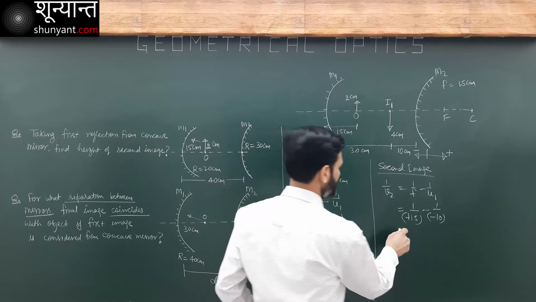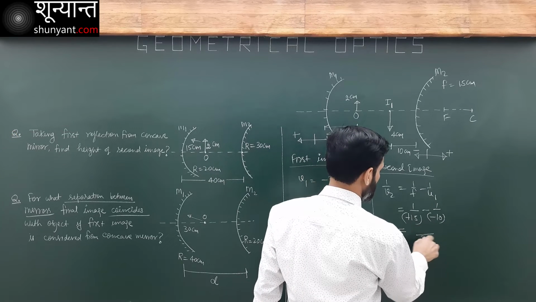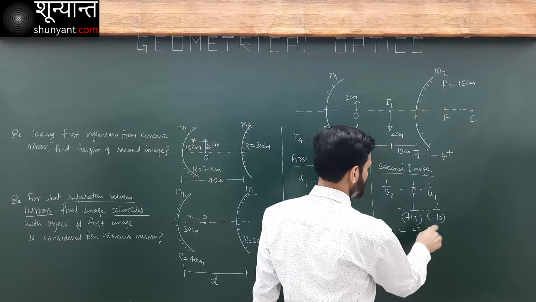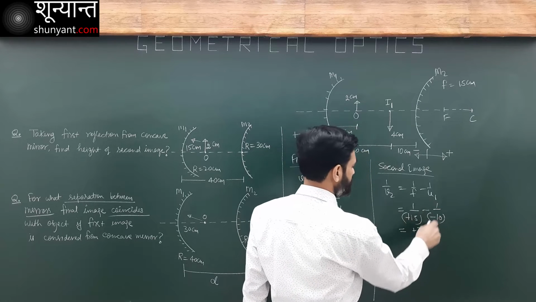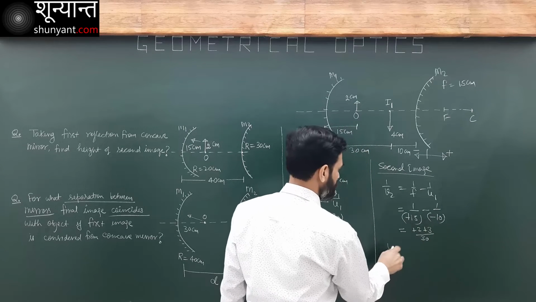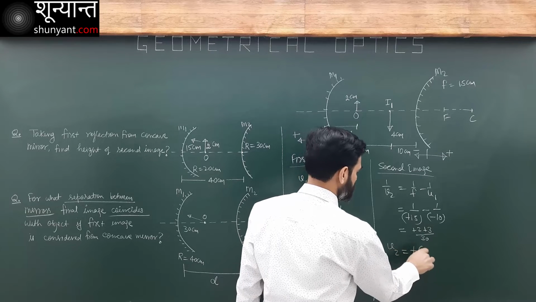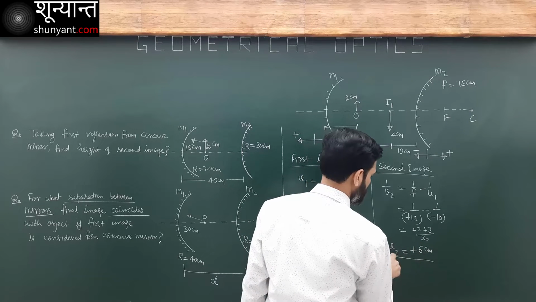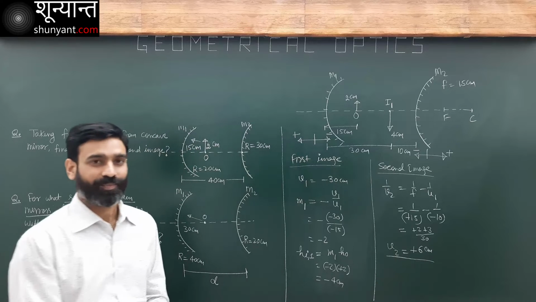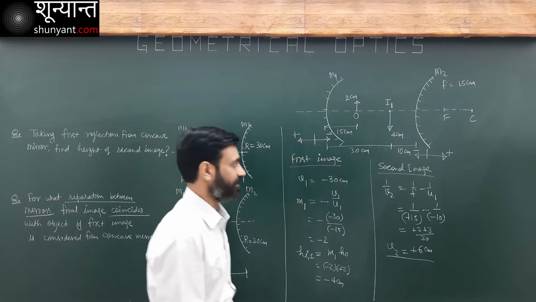Okay, makes sense? This is going to be equal to 30. This is plus 2 here, plus 2, then this becomes plus 3 here. Okay, so what is V2? It is going to be plus 6 centimeter. Plus 6.